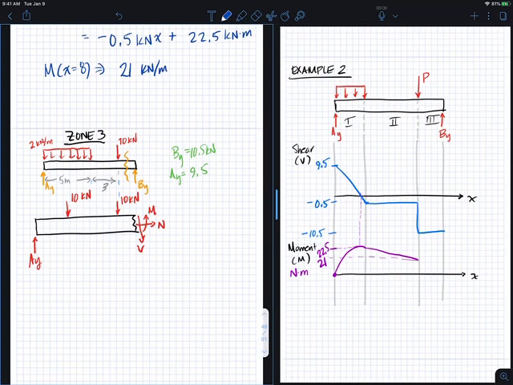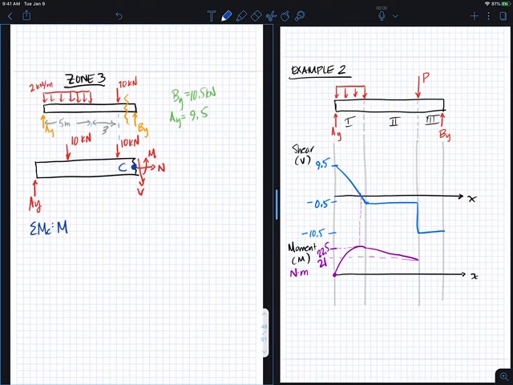So I can pick either side. Let's pick this side. We'll call that C. And take some moments about C. And I have M. I still have all these other ones to consider. So the 10 kilonewtons, both of them will generate a positive moment. And so where's my X now? So in this case, our distances are this, this is still 2.5. This distance is 8. But with respect to C, and now this is X.